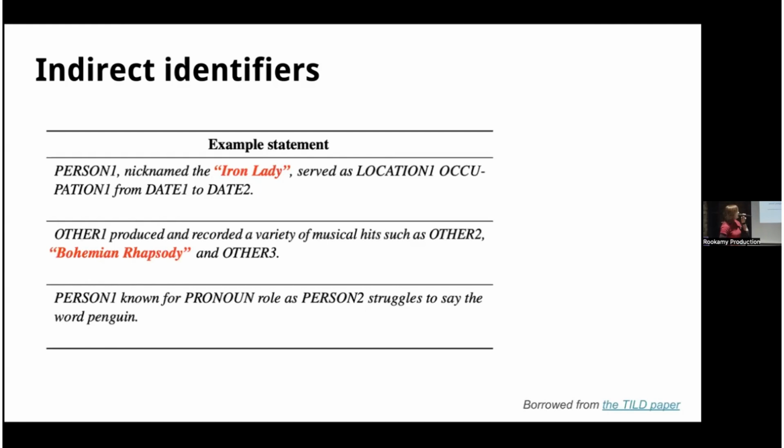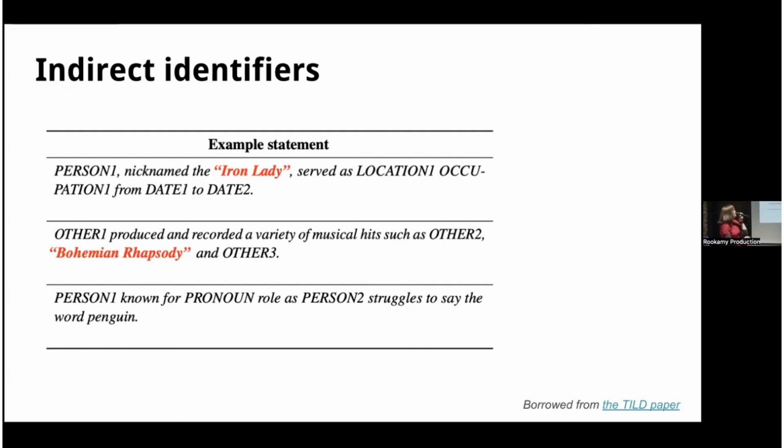Let's see some other examples. I like this paper, TILD. I'll mention it again a little bit later. It has very interesting examples of indirect identifiers where everything is anonymized, but you can still guess who we are talking about. And this is again a question to you, to the audience. So let's look at the first example. Person 1, nicknamed the Iron Lady, served as location 1, occupation 1 from date 1 to date 2. Who are we talking about?